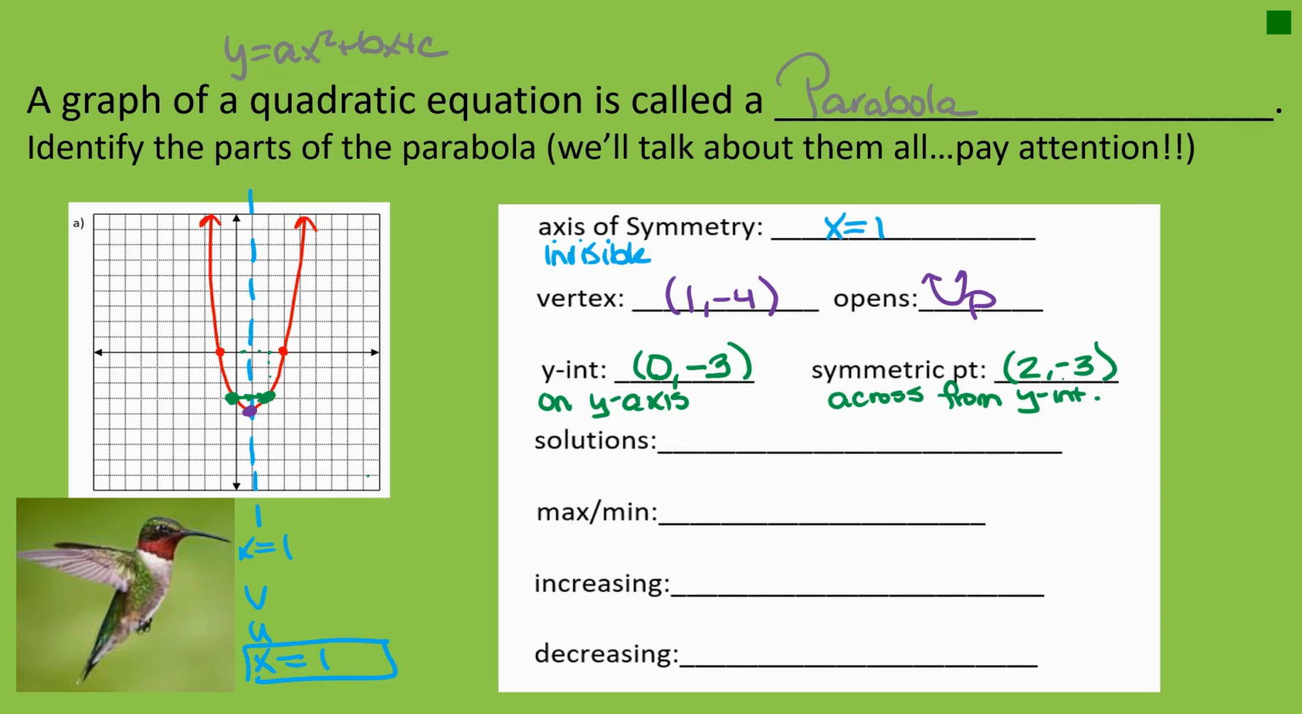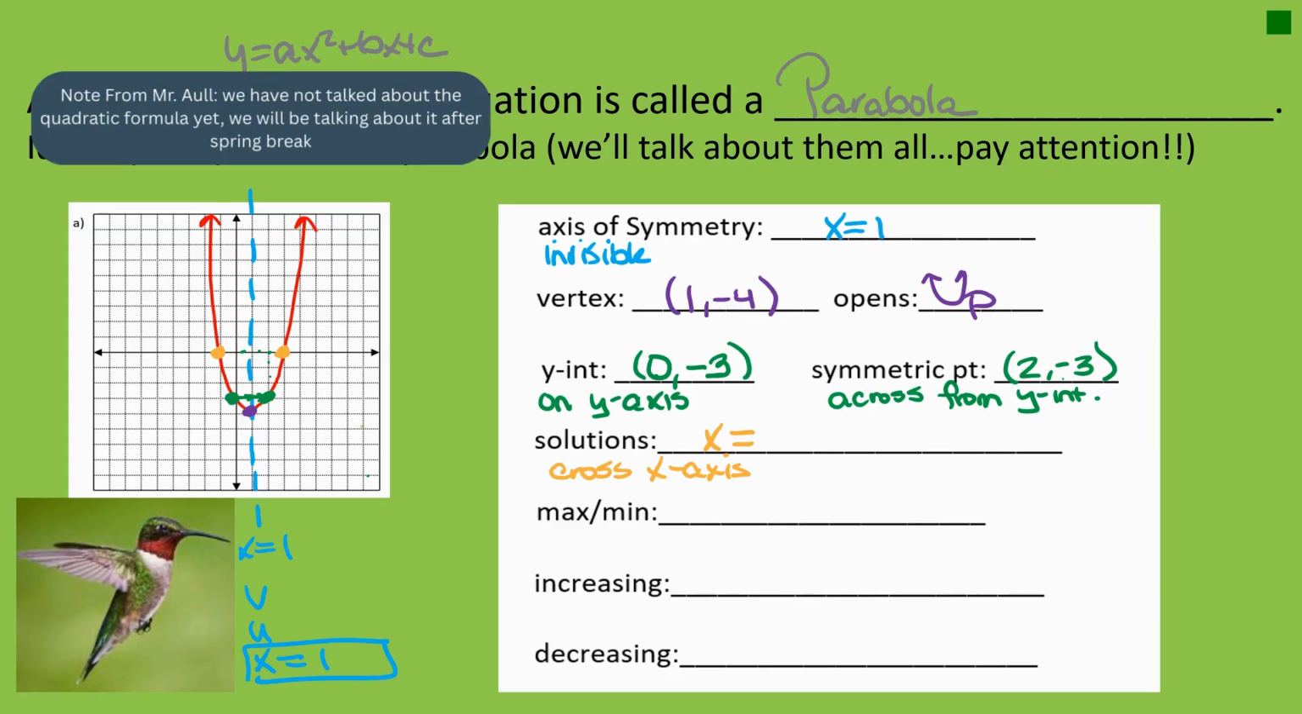The solutions, you just did an entire unit on solutions. This is where you let y equal 0. So this is where they cross the x-axis. They're the x-intercepts, remember? There's one here and one there. And for solutions, you're going to give me what x equals. That's what you did last unit when you solved using the quadratic formula. So on this one on the left, x is equal to -1. On the one on the right, x is equal to 3.